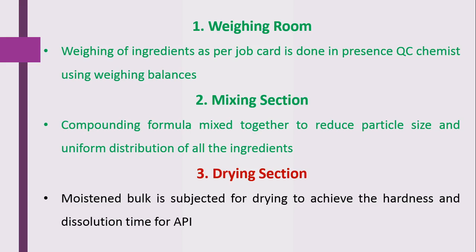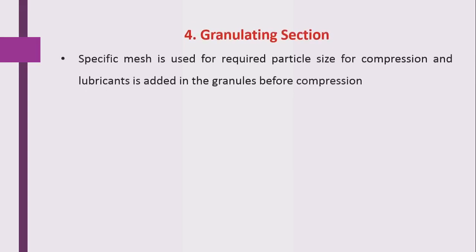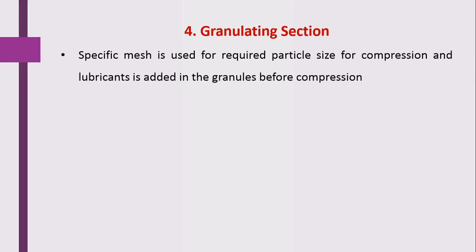Here a hot air oven is used for lab scale preparation, but in case of industrial scale preparation, tray dryers as well as the fluid bed dryer are used. So in this section, drying takes place. Let's move to the fourth section, the granulating section.